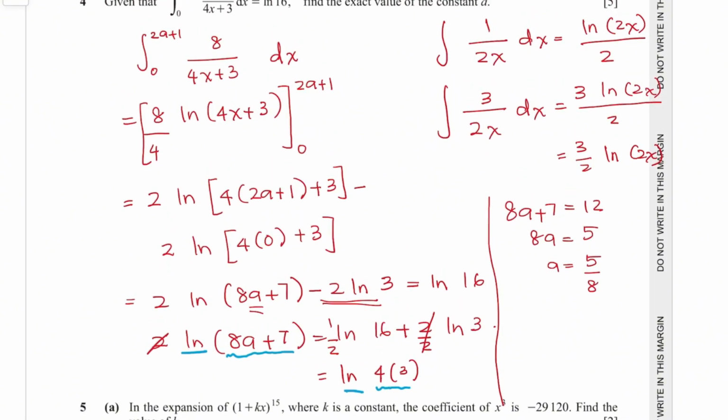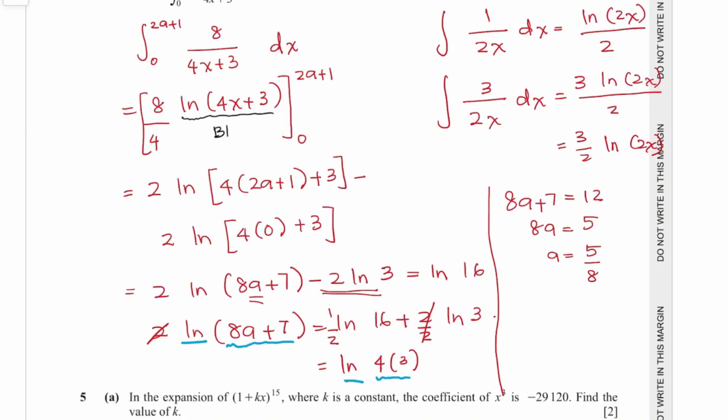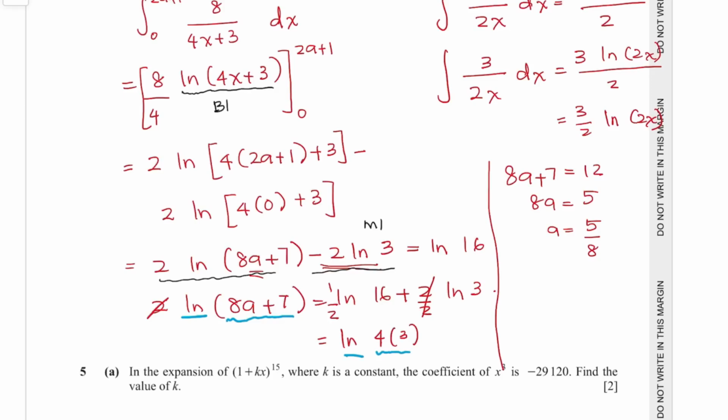Let's see, how do you get marks on this question? First, you will get a mark when you have this as your integration. That is your first B1. Second mark is when you have 2 ln 8a plus 7 minus 2 ln 3. Okay, that is M1. Next mark is when you are able to use the rule of logarithm. Using the rule of logarithm, which is this, M1.